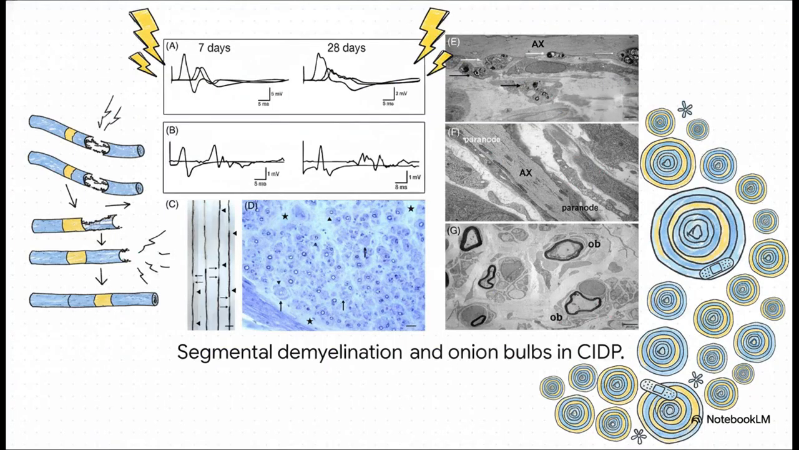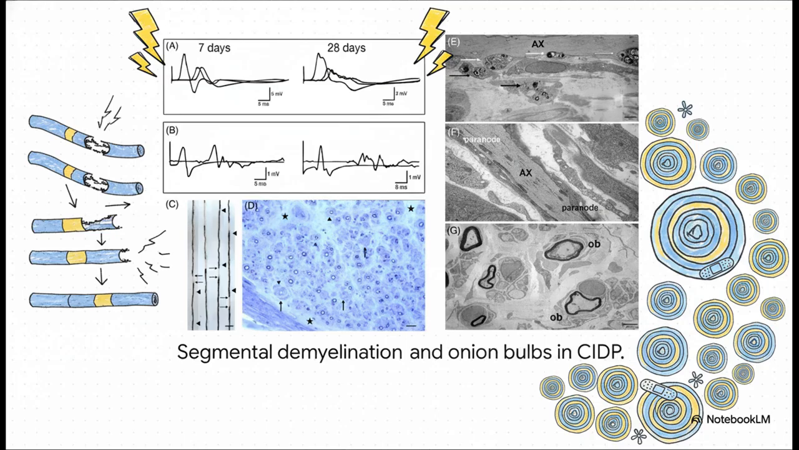Let's look at a classic acquired disorder, CIDP, which stands for Chronic Inflammatory Demyelinating Polyneuropathy. In CIDP, the body's own immune system gets confused and attacks the myelin sheath, causing true segmental demyelination. The current leaks and the signal blocks.